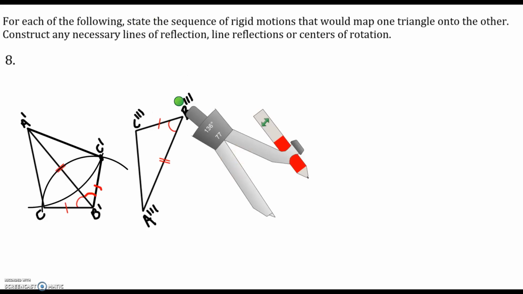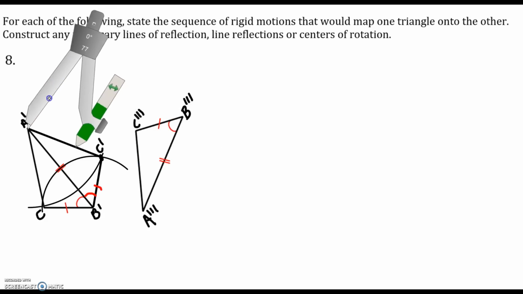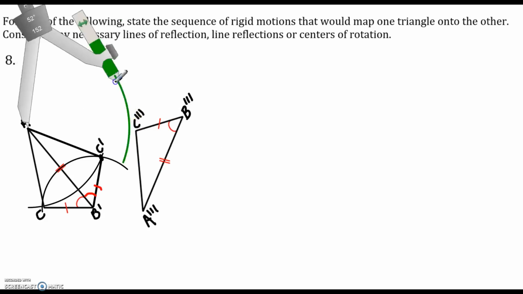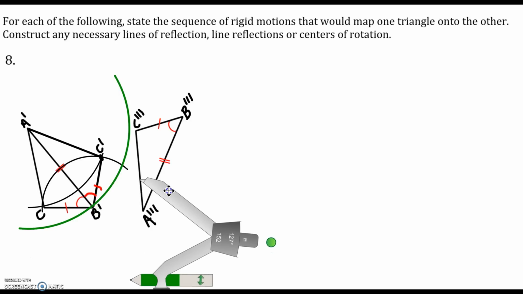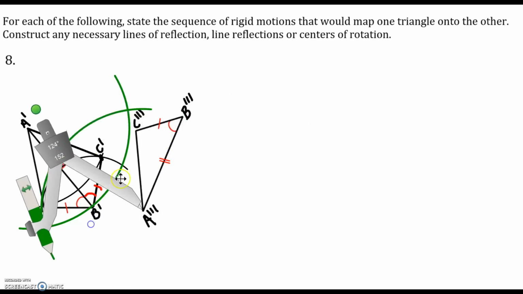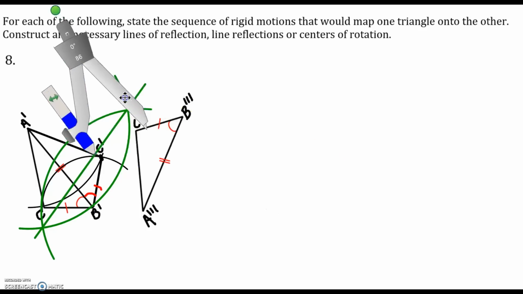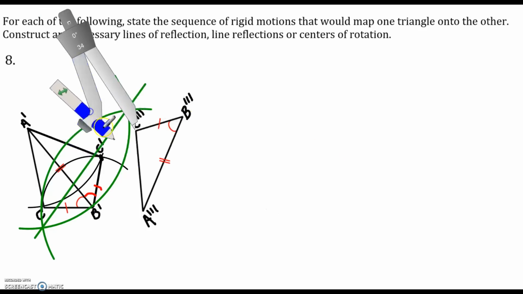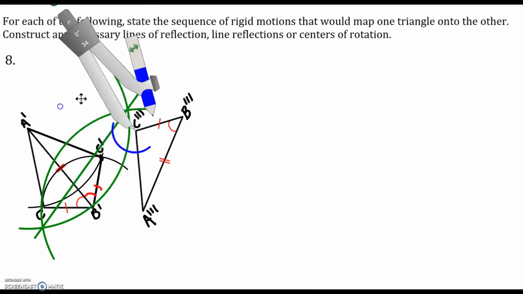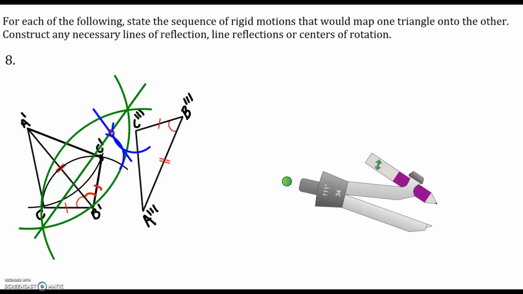So I'm going to construct the center of rotation. I am going to pick a point. I'll choose A and A prime and A triple prime, and I'm going to make a perpendicular bisector between them. And draw that line in. Then I'll choose another pair like C triple prime and C prime here, and I'll do a perpendicular bisector between them. And draw that line in. And where the two perpendicular bisectors meet will be my center of rotation. I'll call it point P.